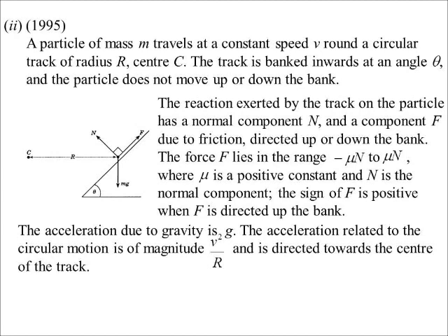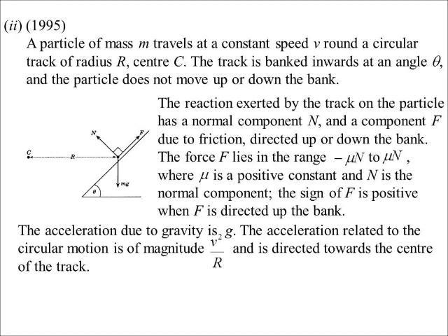And they say it's in the range minus mu n to mu n, because it could be up or down, so that's the negative and positive, one when it's going up, one when it's going down. Mu is a constant, and n is the normal force. They've told us friction's positive when we're going up, so they've defined that for us. Gravity's g. They've told us the acceleration is v squared on r and directed towards the centre. So I think we've got enough information.